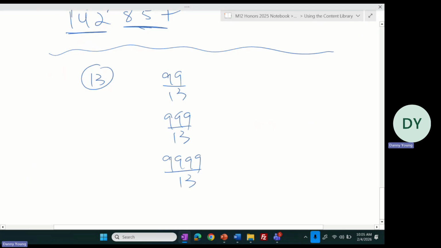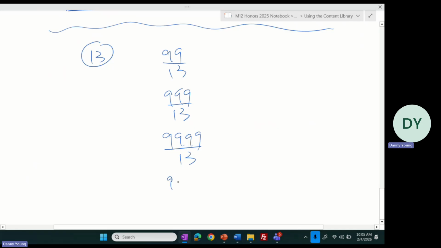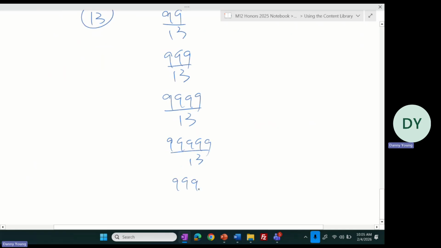Everybody do your calculator. Don't wait for someone to answer for you. Investigate this yourself. Just do it right now, everyone. It's 6 nines. 6 nines work. So 4 nines doesn't work, it's not divisible by 13. 5 also doesn't work, but you know 6 of them does.